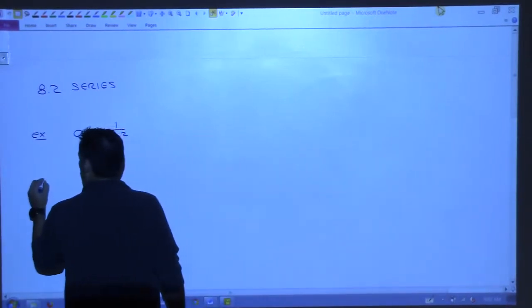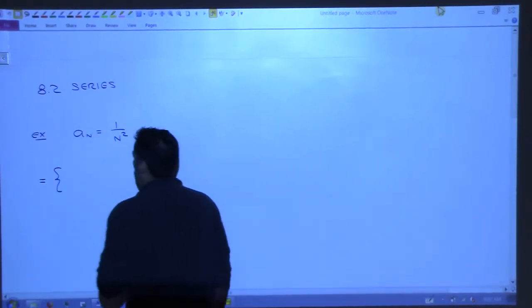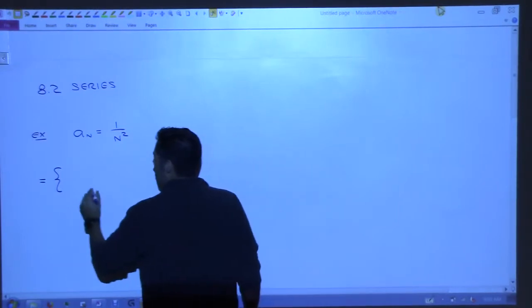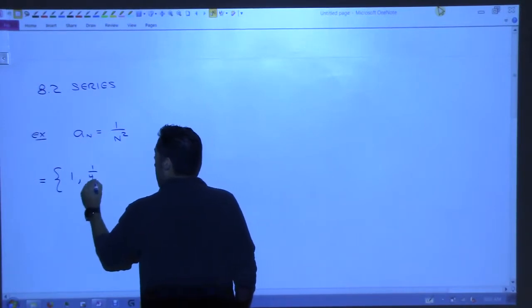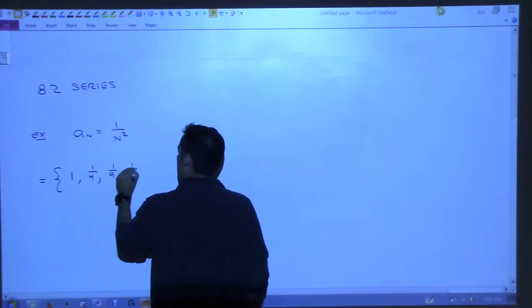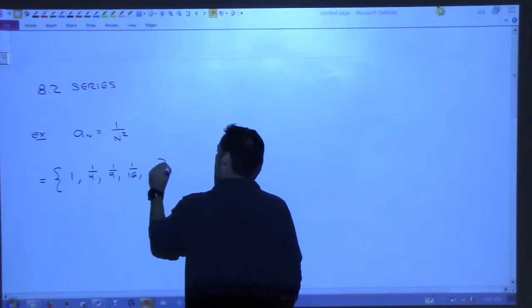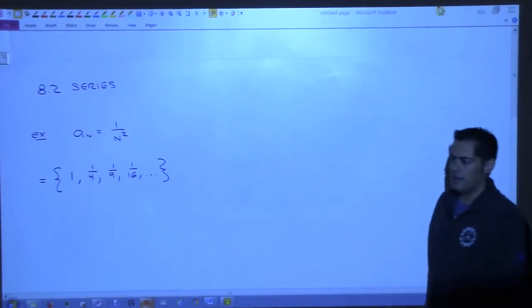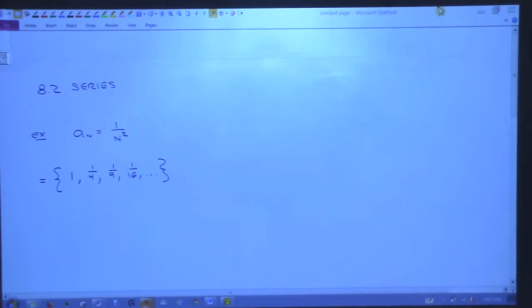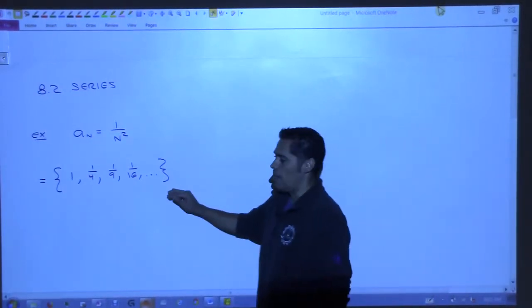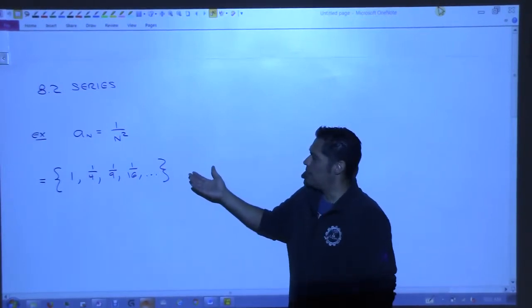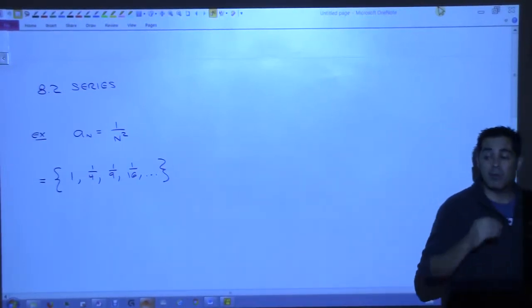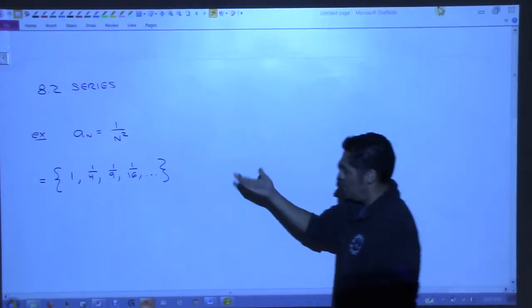If I were to actually start to write out this sequence, I'd start out by plugging in n is 1, right? I would get 1 over 1 squared is 1, and then 1 over 2 squared is 1/4, and then 1/9, 1/16, and so on and so forth. What we're interested in is not talking about whether or not this converges. So in your homework for 8.1, the question would have been, does this sequence converge, right? So does this one converge?